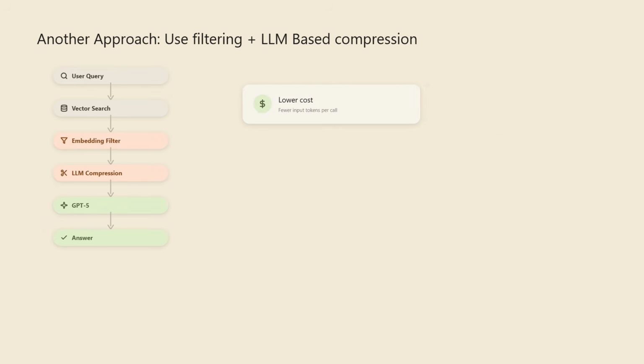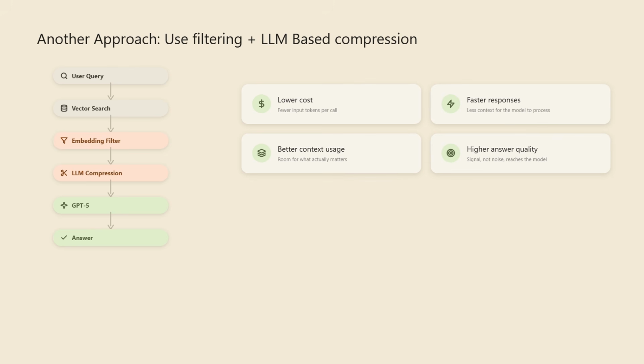In practice, these two techniques are often used together. Embedding-based filtering first removes less relevant chunks, and LLM-based compression then extracts only the most useful information. This results in lower costs, faster responses, better use of the context window, and ultimately, higher quality answers.